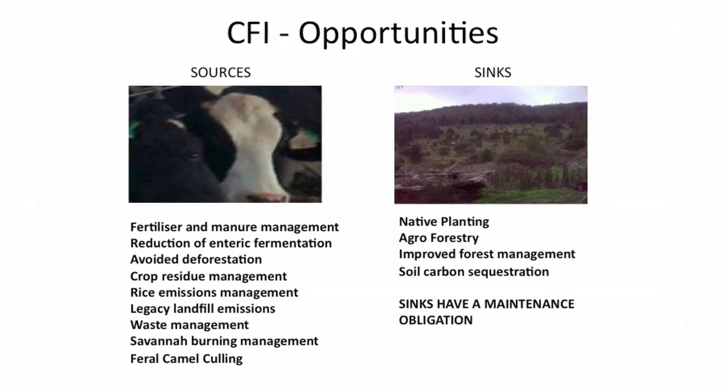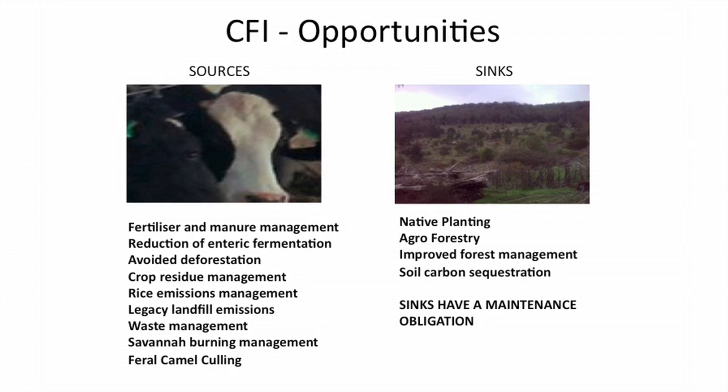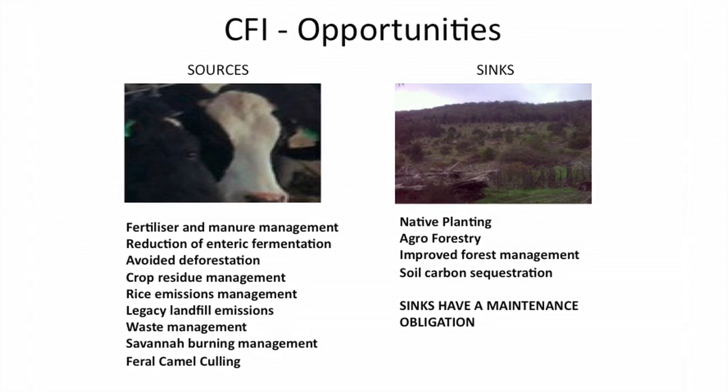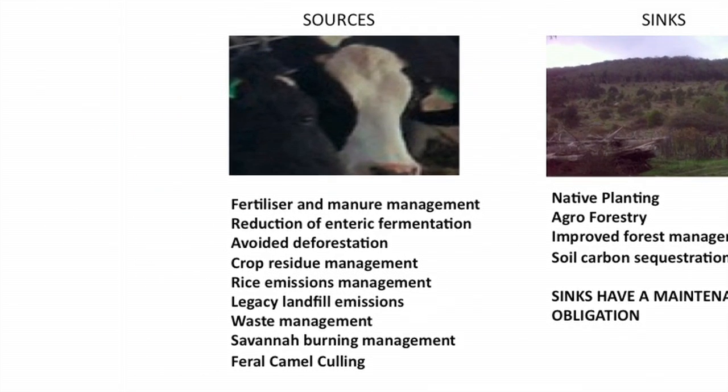So what are the opportunities? Well, there's a whole range of opportunities. If you think in terms of sources and sinks, fertiliser and manure management, reduction of enteric fermentation, changing the flora and fauna in an animal's guts, reducing deforestation, looking at crop residue, rice emissions management, legacy landfill emissions, savanna burning, etc. Those sorts of things are where emissions come from, and if we can abate those and stop those going into the atmosphere, fantastic.